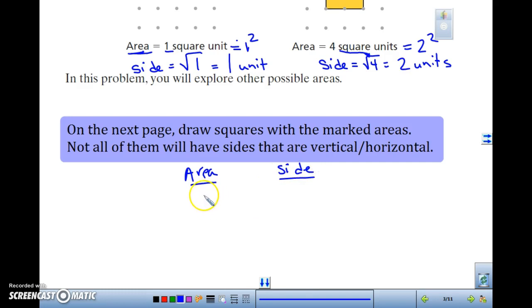If we know the area happens to be 16 centimeters squared, thinking of those perfect squares, the side length should be the square root of 16, which is 4 centimeters. If the area happens to be 20 centimeters squared, the side is the square root of 20 centimeters, and that isn't a perfect square, so we can't find that as an exact whole number like we could here. So that's going to be important as we go forward.